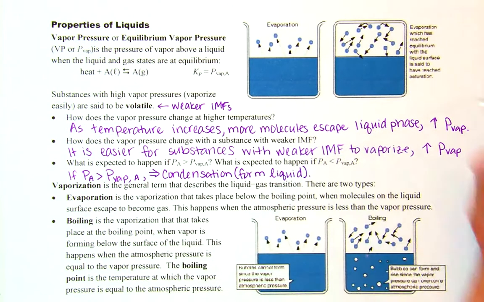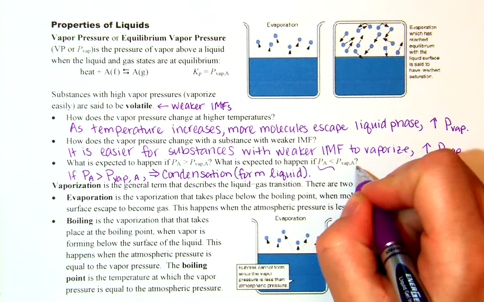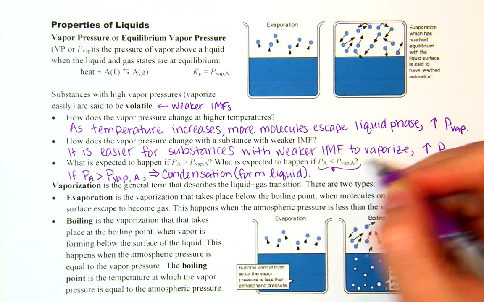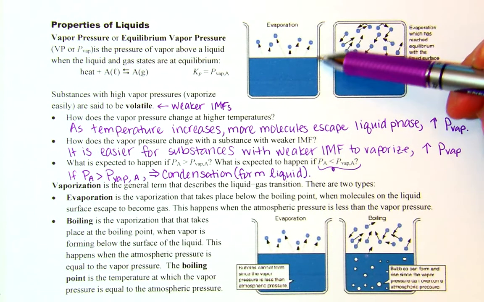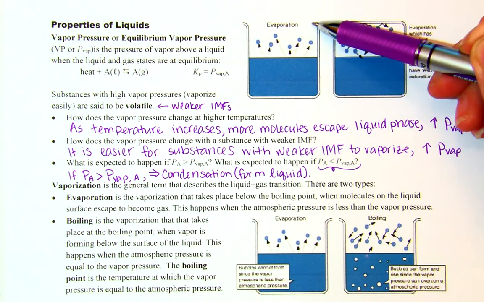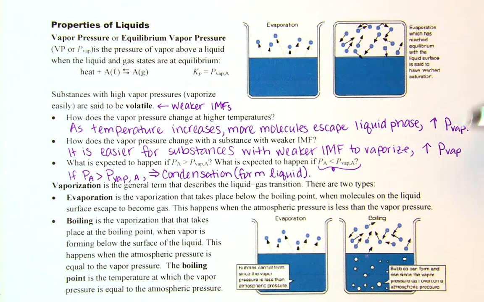And the opposite is true. So here, if you had your pressure less than your vapor pressure, you didn't have a lot of pressure here, you're going to get a lot of these molecules being able to get out, escape the liquid phase into the gas phase. So you're going to get evaporation.